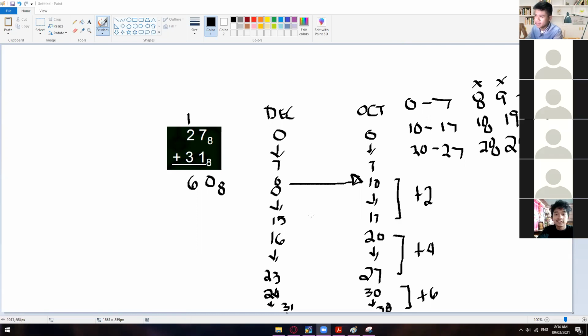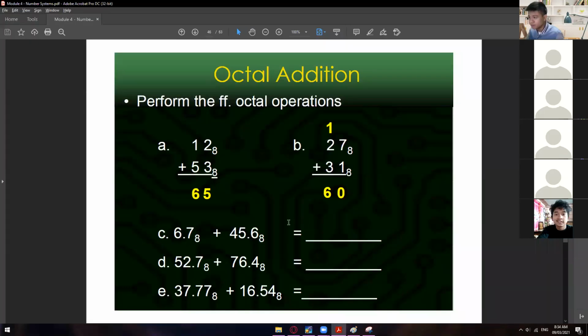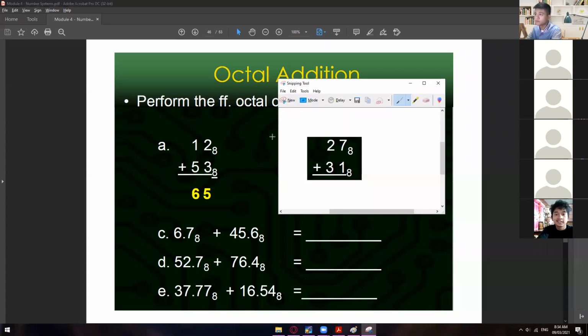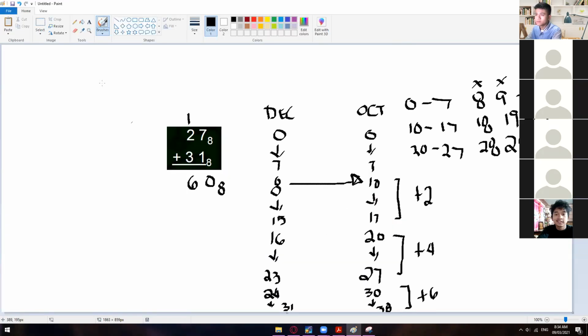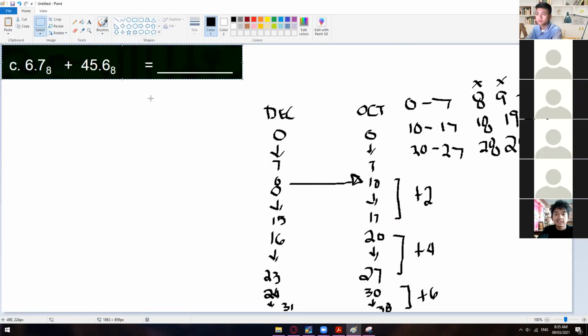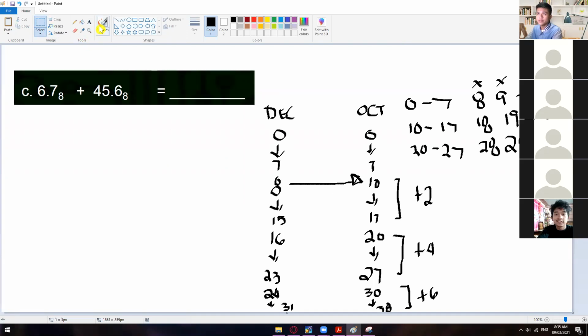So yeah, that's how we convert decimal to octal. All right then, so if everything is clear on this example, then let us try to answer letter C. In here, it is asking us to add 6.7 base 8 to 45.6 base 8. So 6 plus 7 is 13.